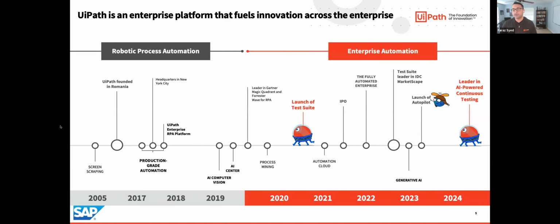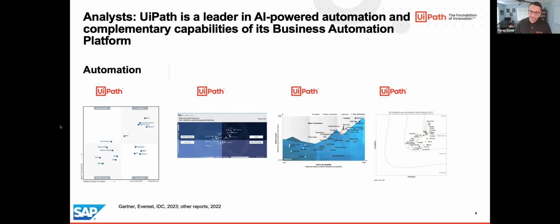Now, recently, it was announced that Test Suite is the leader in IDC market space, especially in testing. We also have a number of initiatives going on since last year that focus on generative AI. I'm sure you have heard the buzzword autopilot from UiPath. Autopilot is a solution, it's a capability that augments testers and developers in leveraging UiPath platform. Today, we are a leader in the AI-powered continuous testing space, and we're going to be talking about some of the capabilities and things that differentiate us.